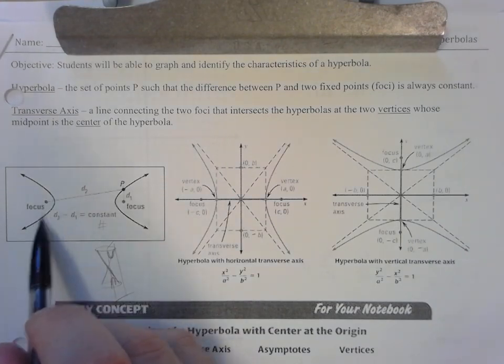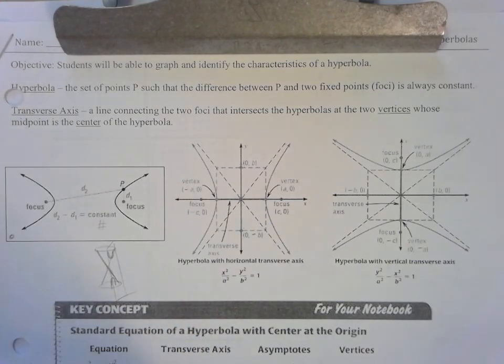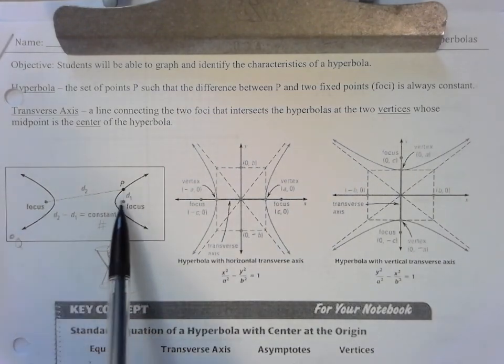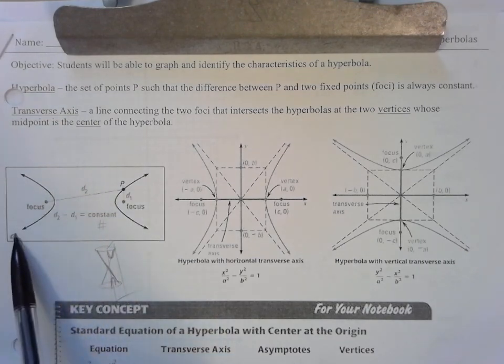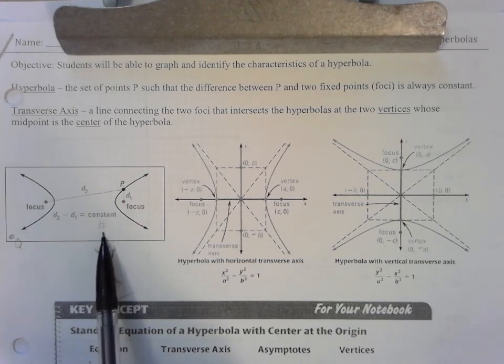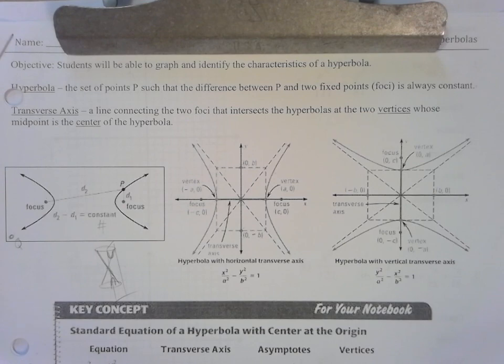You could be all the way down here, and let's call it point Q. Measure the distance between point Q and the first focus, and point Q and the second focus. Take the long length and subtract the short length, it would be the same number. And that's really the definition of a hyperbola. Sometimes the pictures of our hyperbolas differ. They may look like this one or that one, and that all depends on what the equations look like.